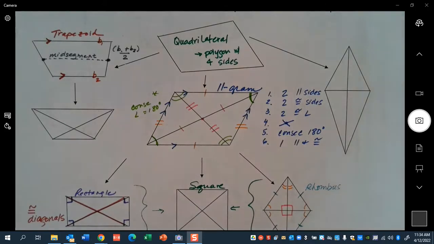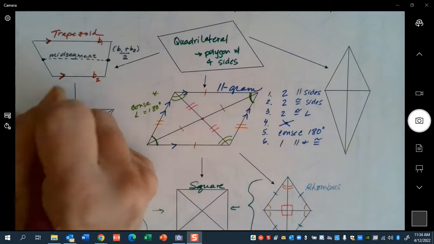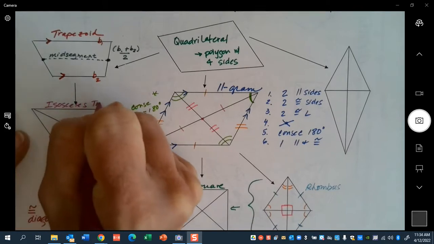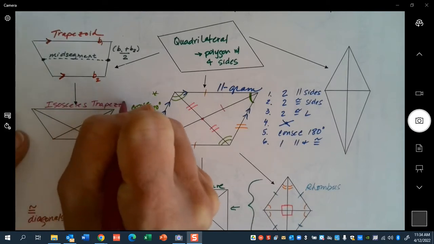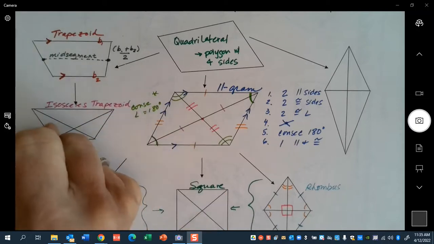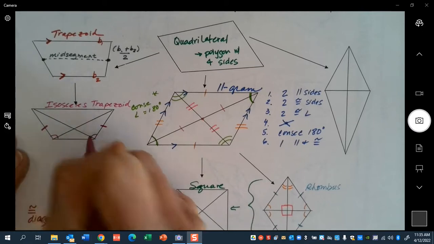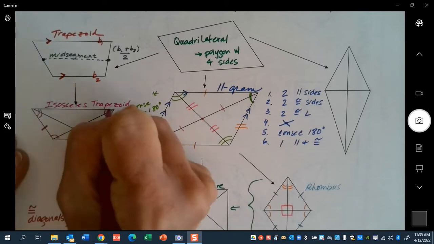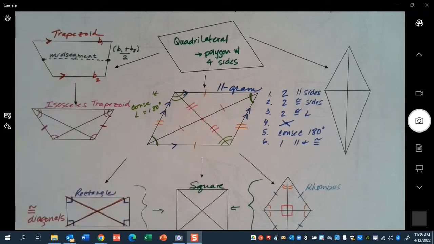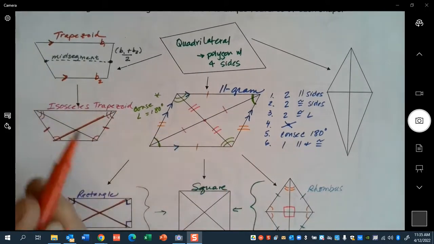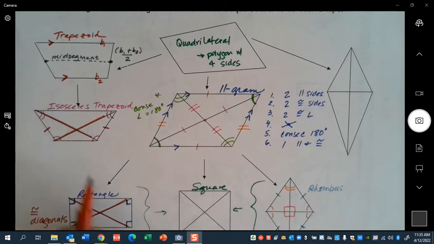If we have a special kind of trapezoid, we know it's isosceles. And our isosceles trapezoid is going to have congruent legs. It's going to have congruent base angles. The other thing that's unique about the isosceles trapezoid is it's guaranteed to have congruent diagonals.